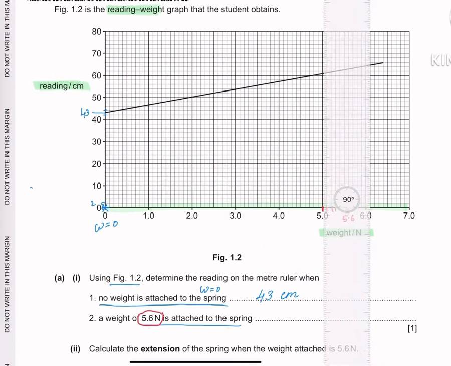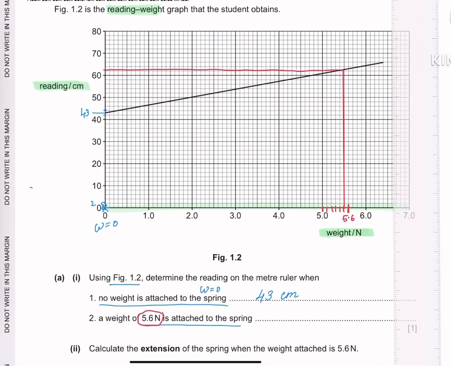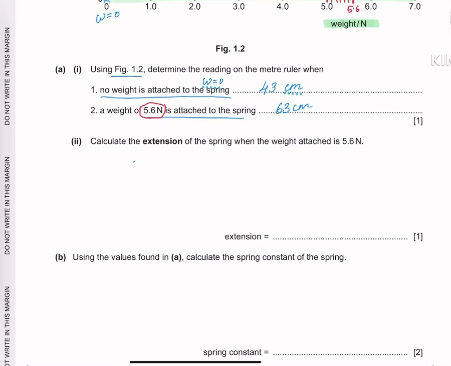The corresponding reading we can find with the help of a ruler. So we will get 63 centimeter. Hence we can write it is 63 centimeter. Part 2. Calculate the extension of the spring when the weight attached is 5.6 Newton.